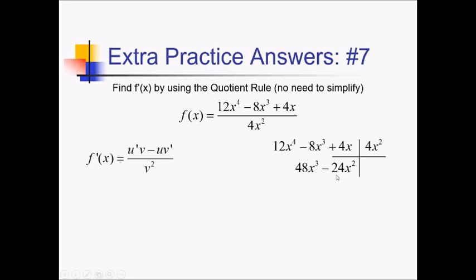So now, using my ribbon to put it all together, I've got all this craziness in the lower left times 4x squared. And I've got minus all this craziness in the upper left times 8x. All of that over 4x squared squared. They said no need to simplify, so we'll take them at their word and call it a day on this one.